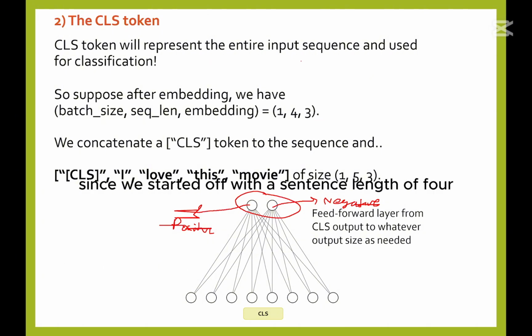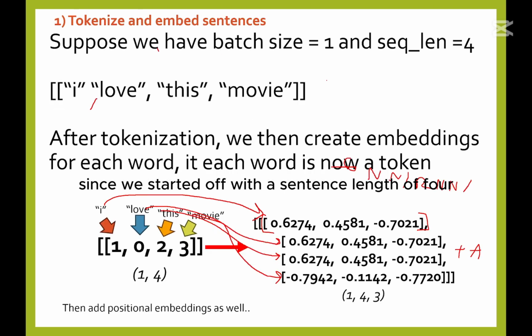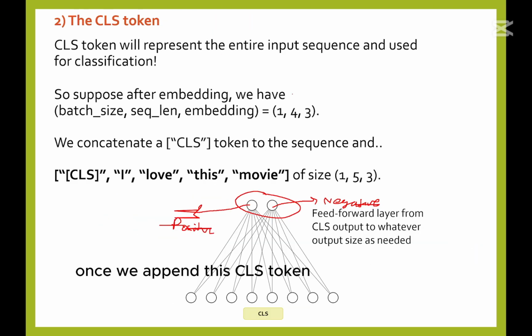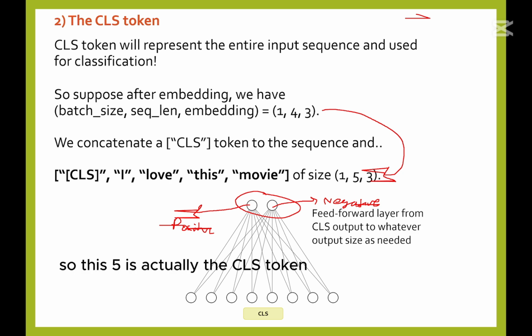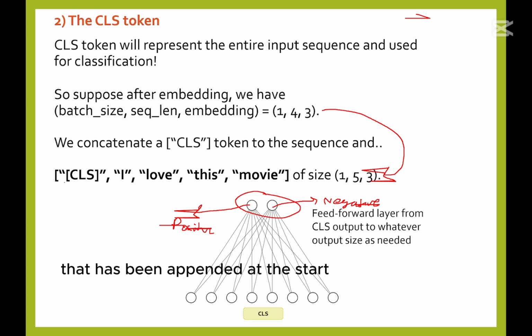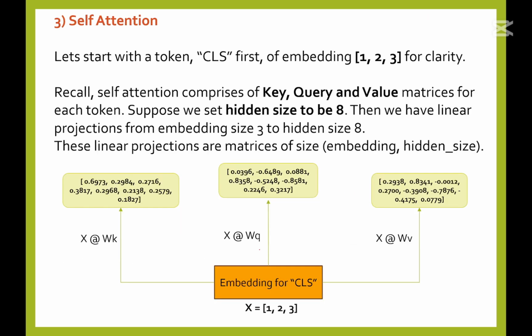So in this case, since we started off with a sentence length of 4, once we append the CLS token, it becomes from 4 to 5. So this 5 is essentially the CLS token that's been appended to the start. Okay, so now for the more tricky part, which is going through self-attention.